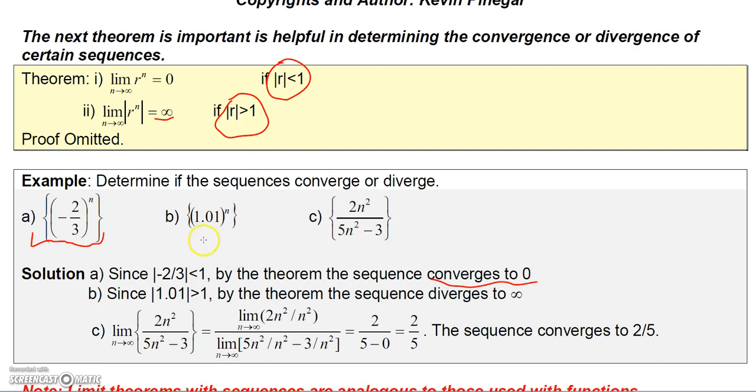And then the next sequence, I have 1.01 to the n. So in that case, look at the absolute value of 1.01. Well, that's just going to be 1.01, and it's greater than 1. Now, it's not much greater than 1, but if it's greater than 1, then that sequence must diverge. So that sequence diverges to infinity.